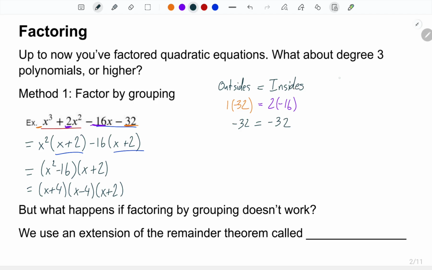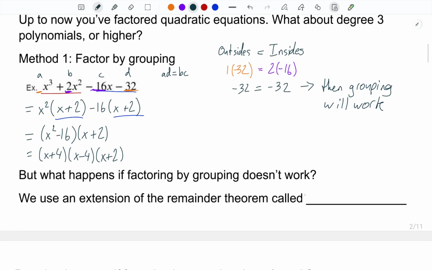So I'll say outsides equal to the insides. Or if you're looking at it in general, with the coefficients A, B, C, D, then A times D is equal to B times C. If that is true, then grouping will work. So it's very specific. It's nice when it works, but we can't rely upon it. So we need to figure out a more general method, and that's going to be what we call the factor theorem.